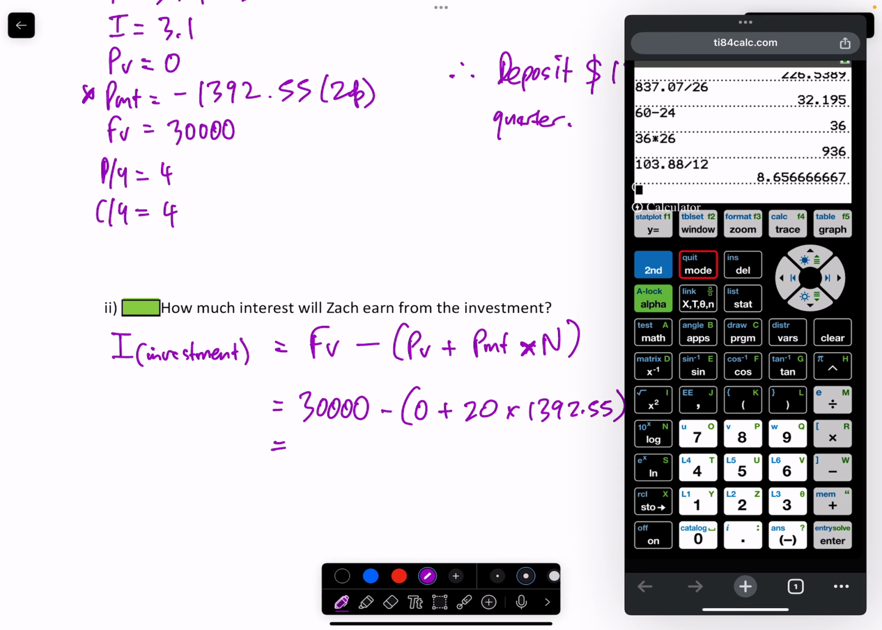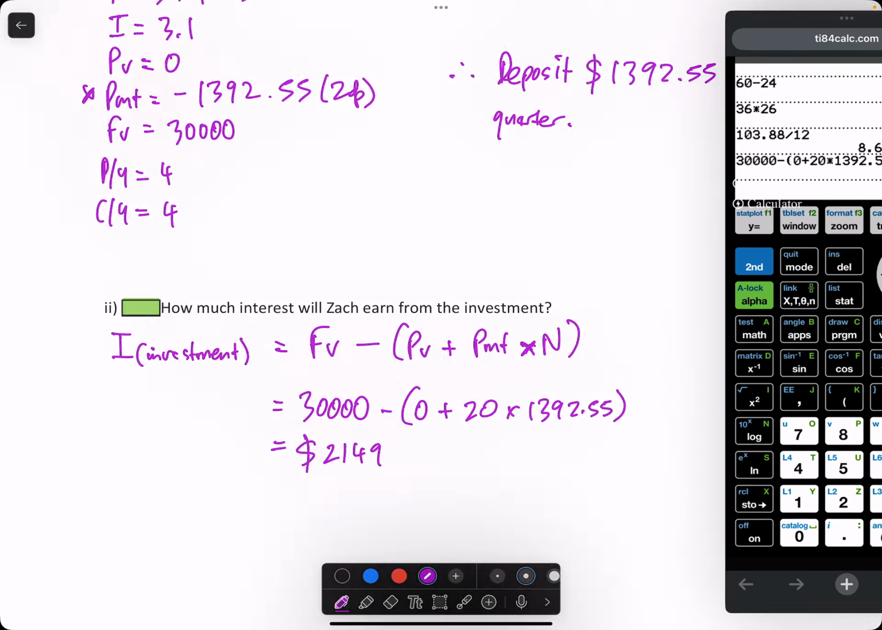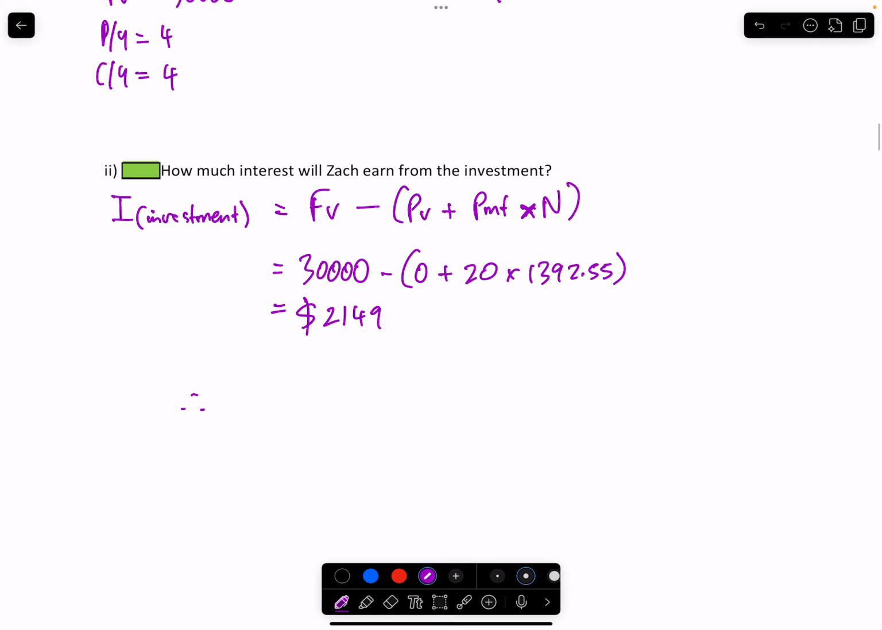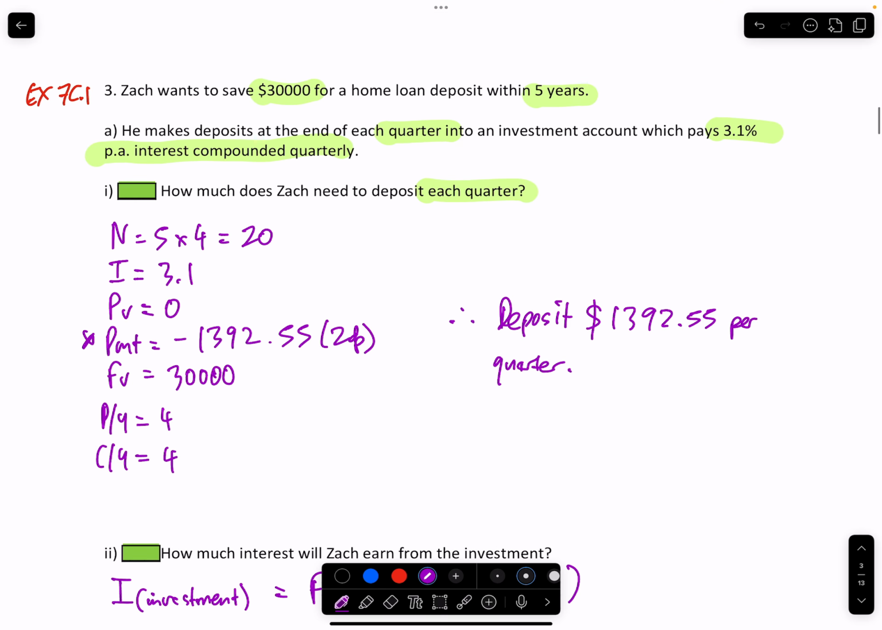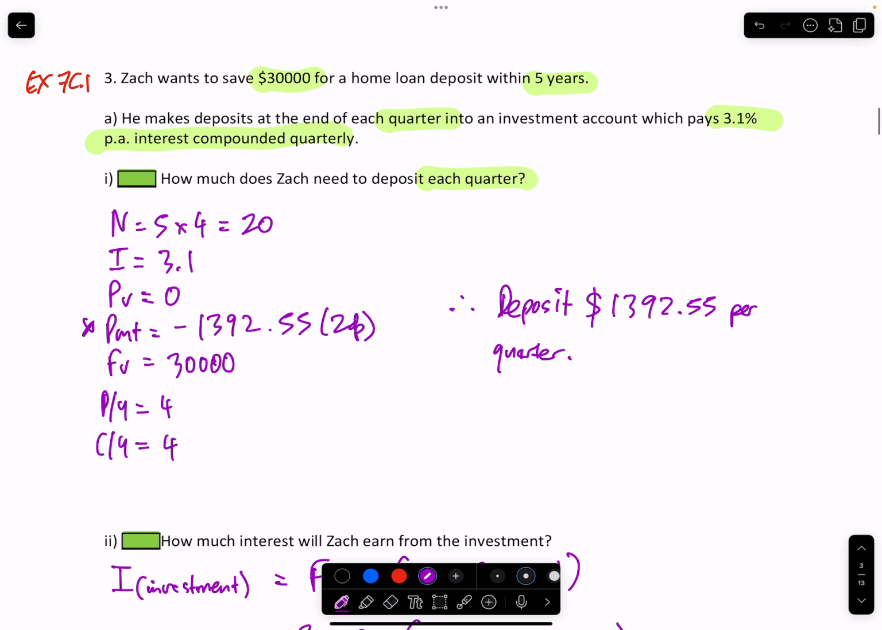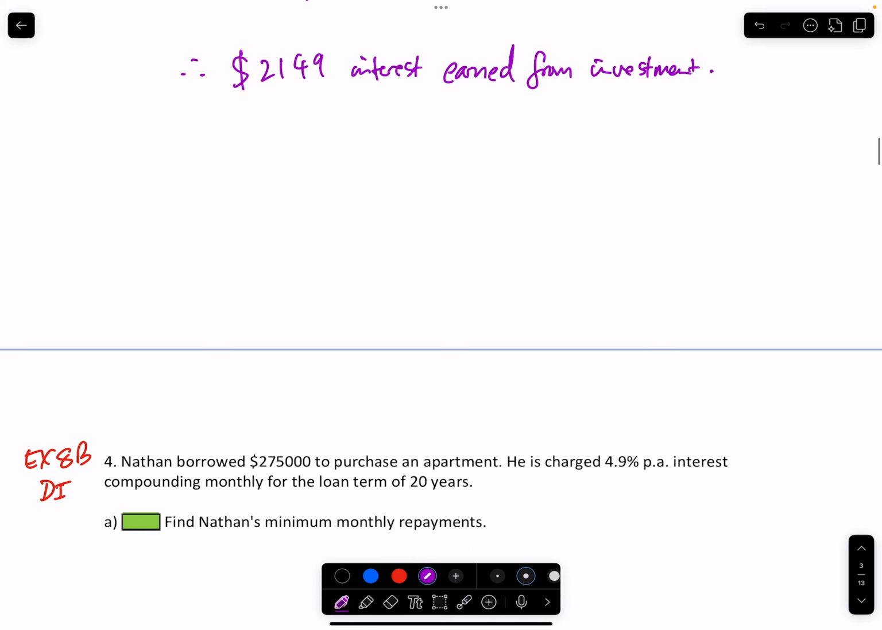Calculator can be trusted to do bad math, so 30,000 take away, bracket 0, plus 20, lots of $1392.55. 2149. Therefore, 2149 interest earned from investment. Okay, that is question 3. Question 3, A1, A2 done. Question 4.